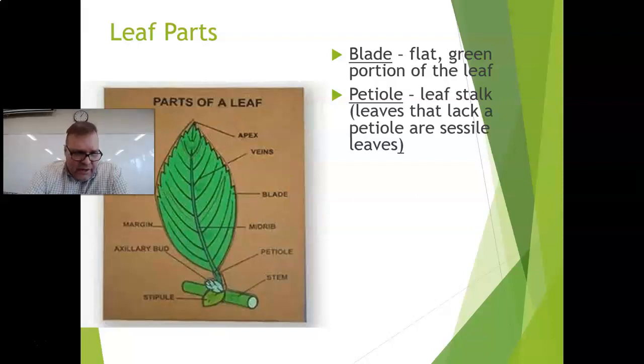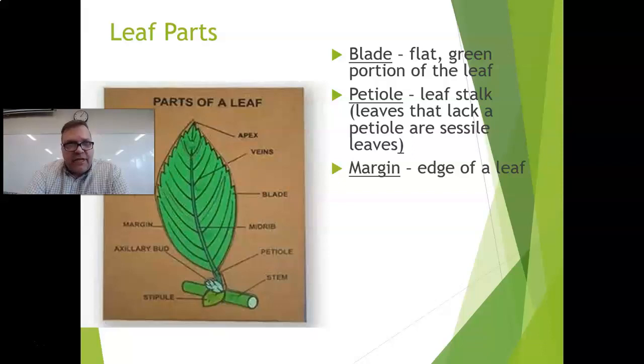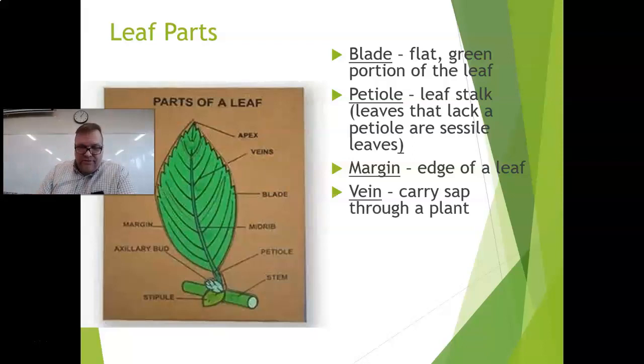So let's look at the picture here. If we see the petiole, is it on there? There it is. It's like the little stem, the stalk that attaches onto the branch. The margin. The margin is the edge of a leaf, just like your paper has a margin. Or when you go to do a Word document, you want to set the margins. The margins are always on the very edge. So a margin of a leaf is the very edge of the leaf.